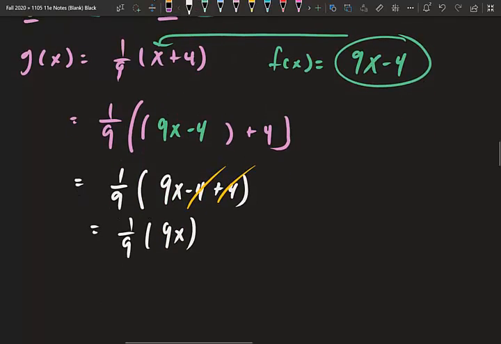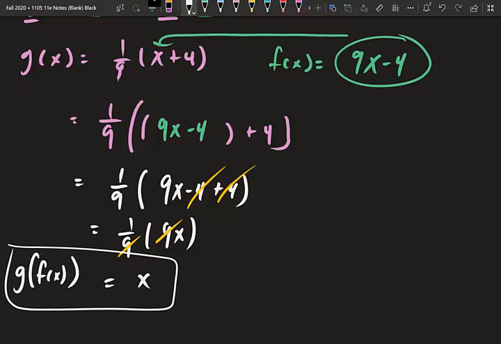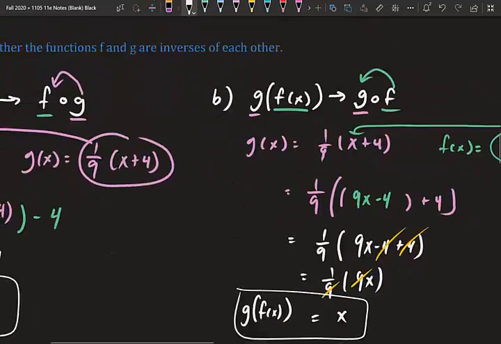We can cancel those 9's out. So all we're left with is x. So g of f of x equals x. Do you notice how they both equal x, right? That leads us to part C.